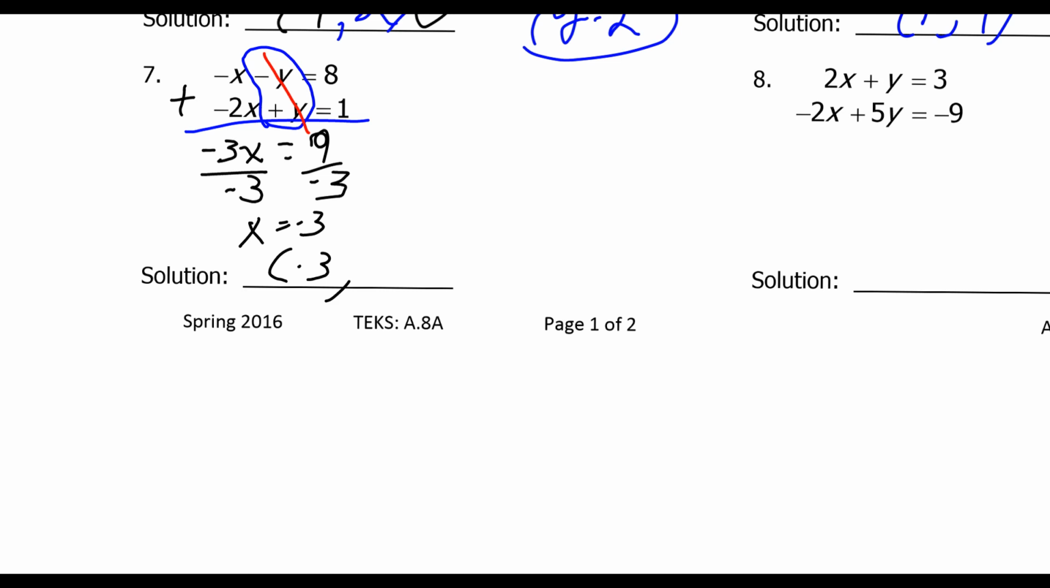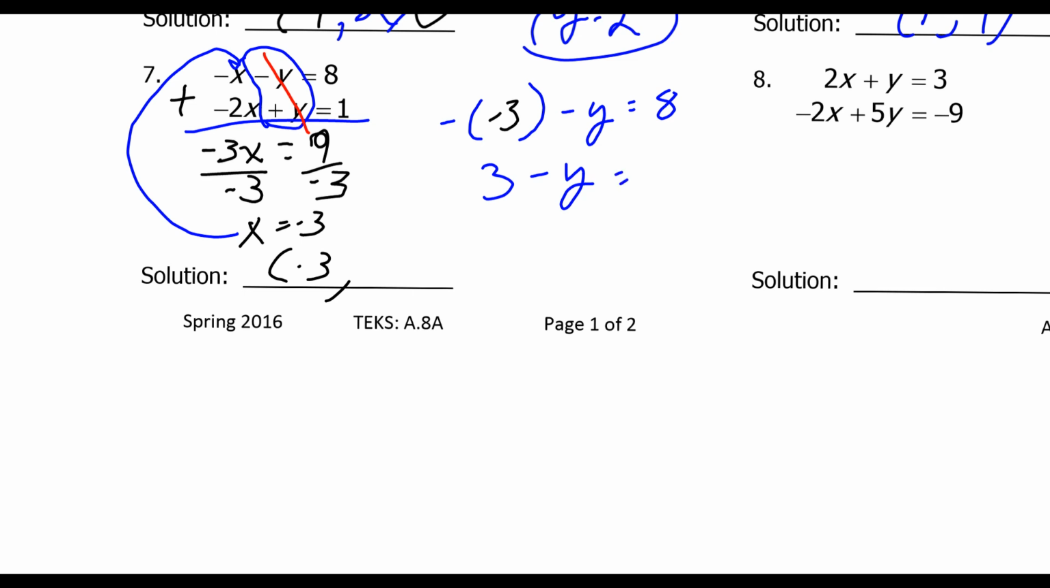Then we're going to take this negative 3 and plug it back up here. We're going to go negative on the outside of negative 3 minus y equals 8. Now we're going to take this negative and go across and take it over the negative 3. So that's going to be 3 minus y equals 8.